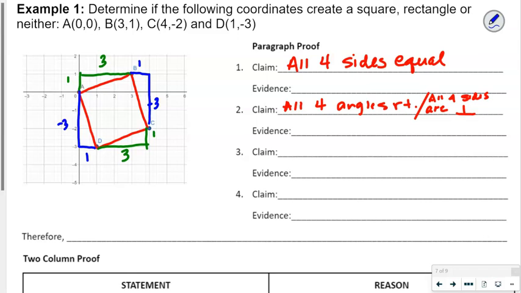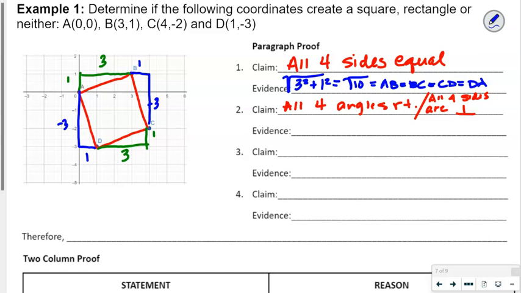So what we're going to do is look at all of these sides, and I'm going to do 3 squared plus 1 squared. That's going to be the square root of 10, right? And isn't that true of all of our sides? AB is equal to BC is equal to CD is equal to DA, right? Does everybody see that? Okay.